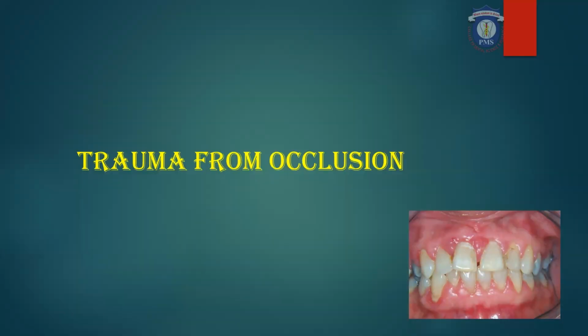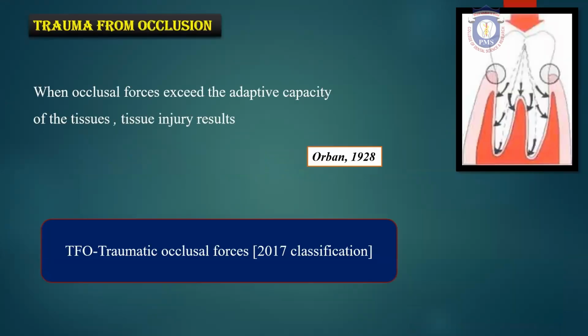Good morning, all. The topic we are going to discuss is trauma from occlusion. So, what do you mean by trauma from occlusion? What is the definition of trauma from occlusion? It is defined as when the occlusal forces exceed the adaptive capacity of the tissue, injury results.